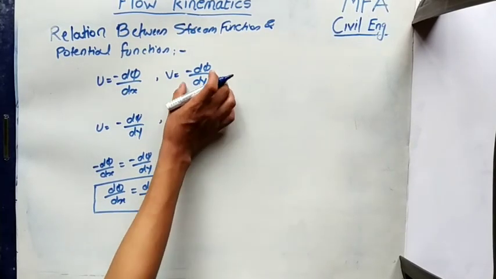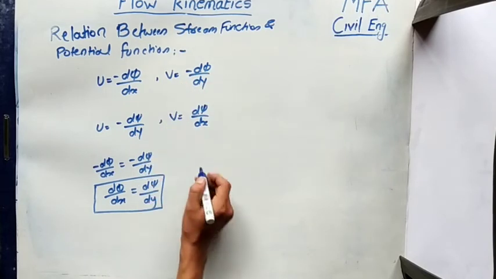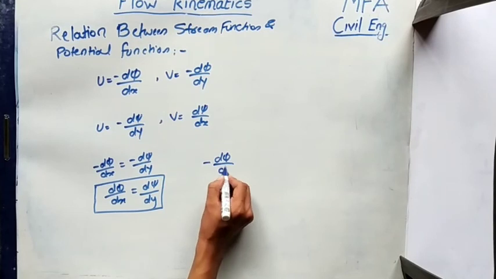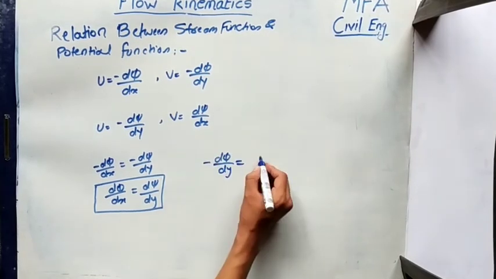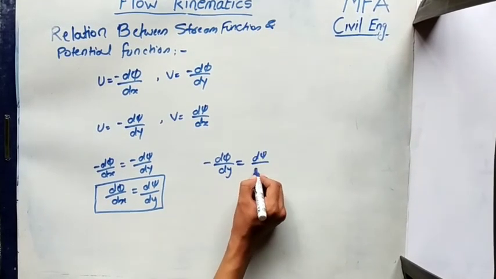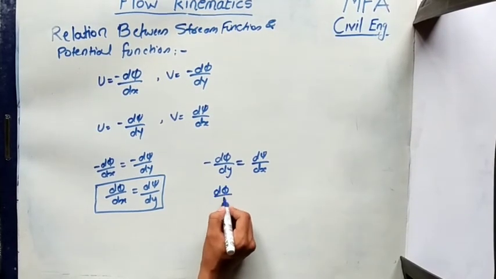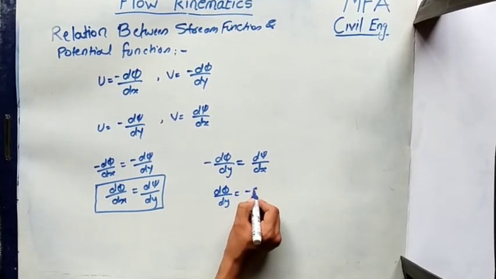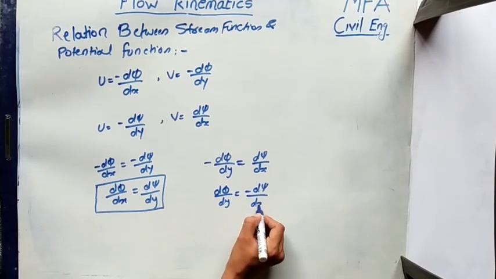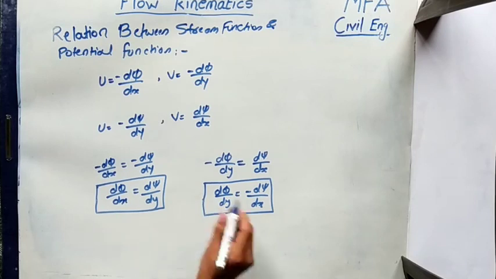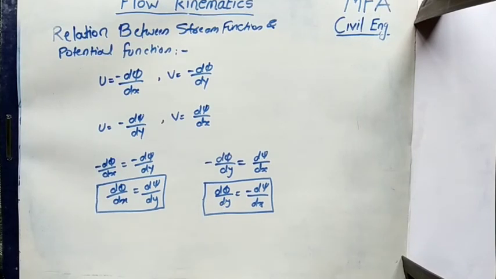And putting the value of v in this equation, we get minus of d phi by dy is equal to d psi by dx. Now d phi by dy is equal to minus of d psi by dx. This is the relation between the potential function and the stream function in a two-dimensional steady flow.